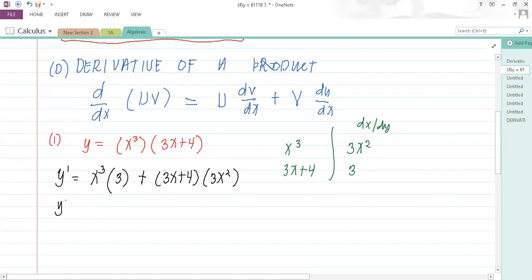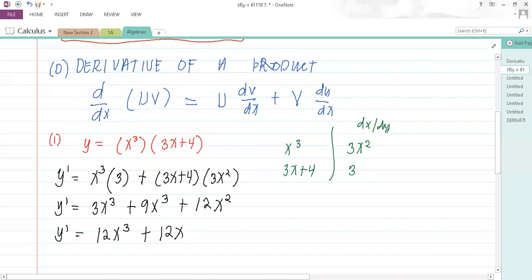Okay, so we can now simplify our equation, that is x cubed times 3 is 3x cubed. Okay, so plus 3x squared multiplied by 3x is 9x cubed. Okay, 4 multiplied by 3x squared is equal to plus 12x squared. Okay, so we have like terms. We have 3x cubed here, we have 9x cubed. So we can simplify 3 plus 9, they are similar. That is 12x cubed plus 12x squared.